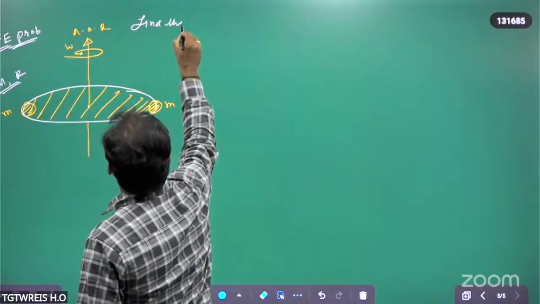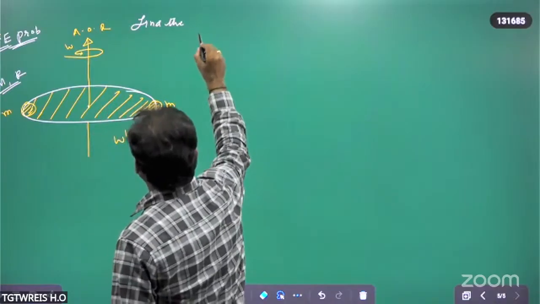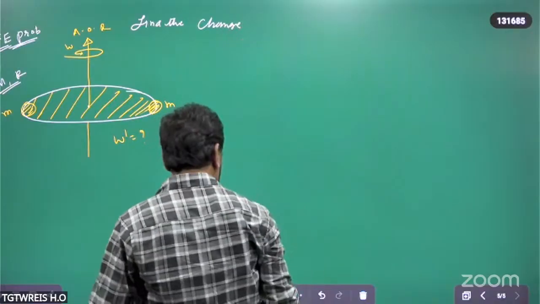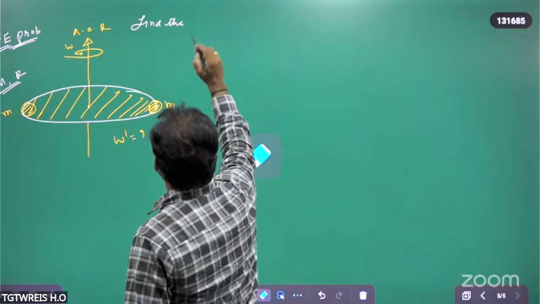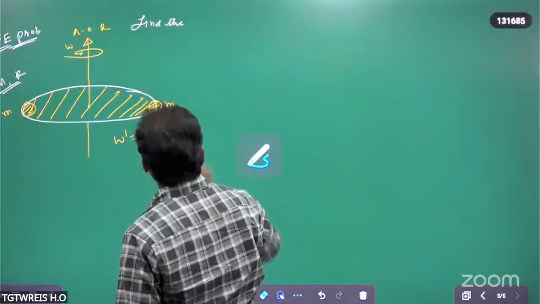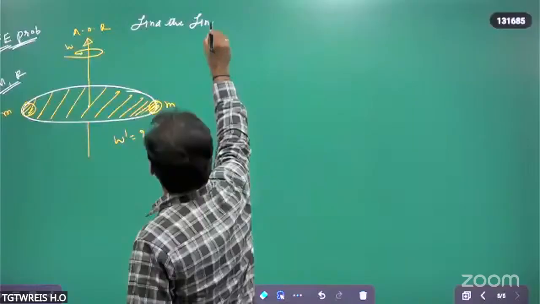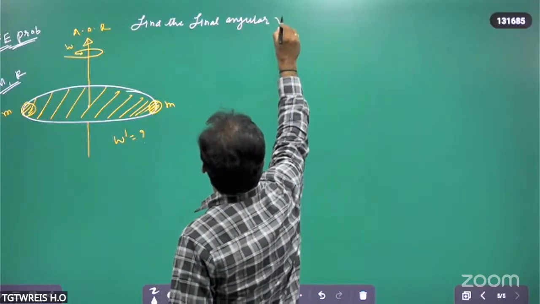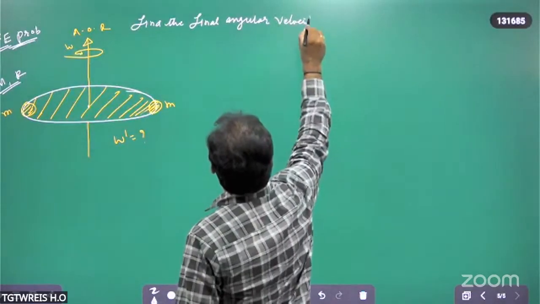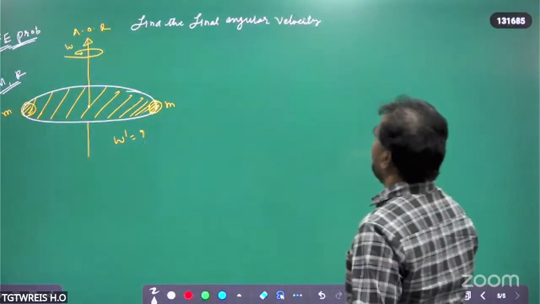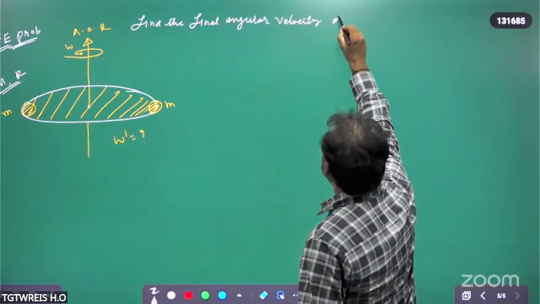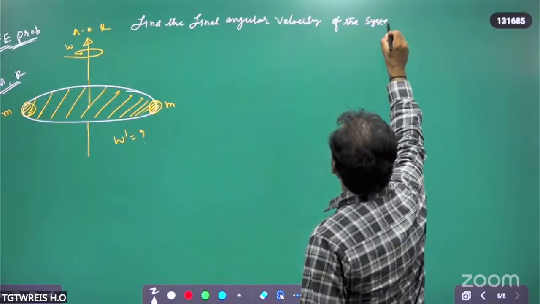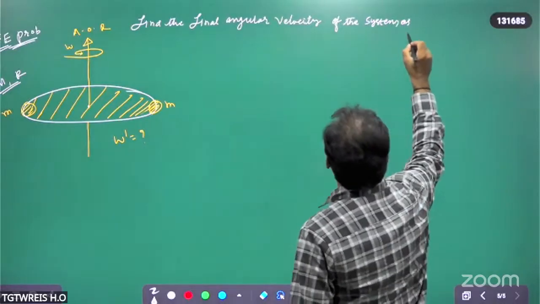Find the angular velocity of the system as shown in the figure. Find the final angular velocity. Find the final angular velocity of the system, as shown in the figure.